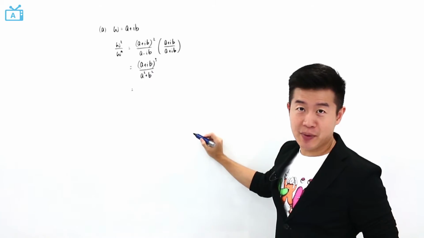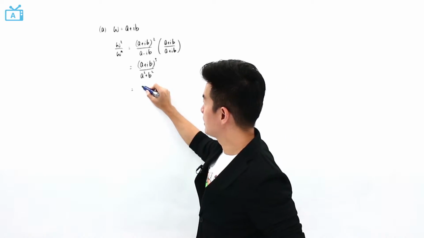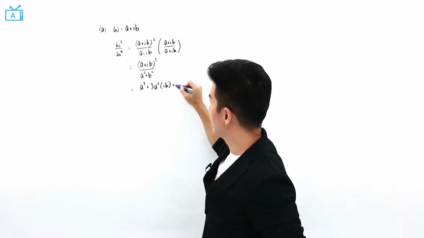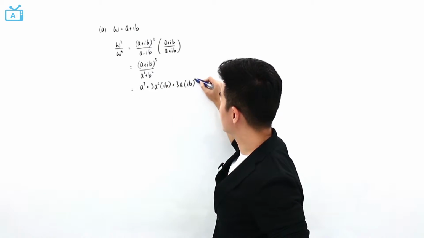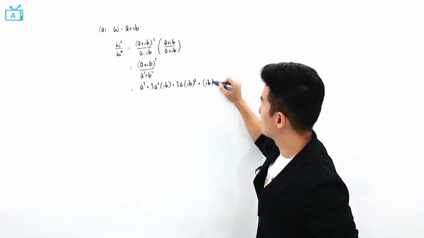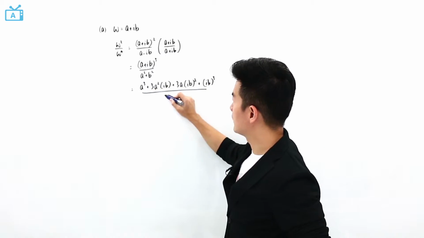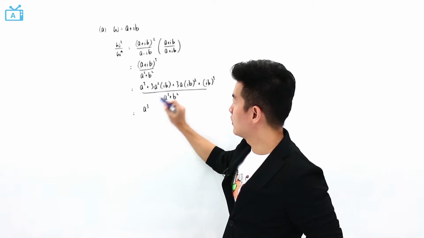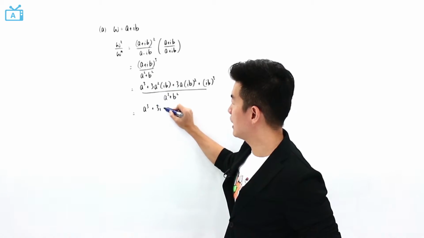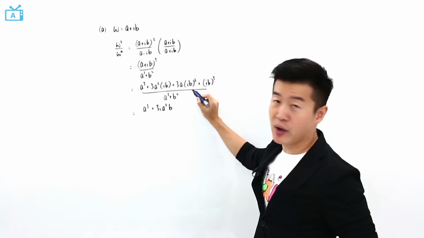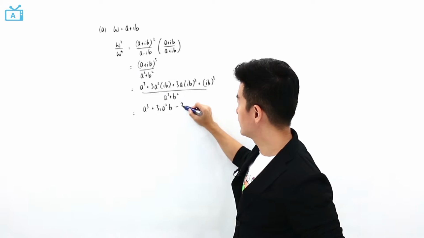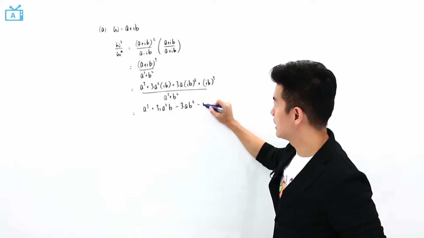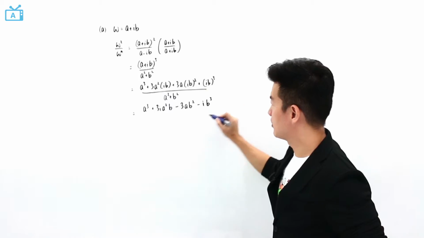For the numerator, I'm going to expand it by using the binomial expansion. So it is a to the power of 3, plus 3a squared of ib, plus 3a of (ib) squared, plus (ib) to the power of 3. And this is going to be divided by a squared plus b squared. This is a to the power of 3, then plus 3i of a squared b. i squared is minus 1, so minus 3ab squared, and i to the power of 3 is minus i, so minus i b to the power of 3.